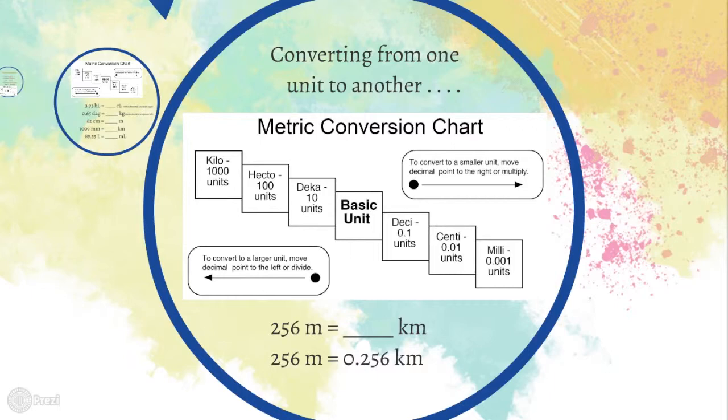So here's an example. I want to convert 256 meters to kilometers. 256 is a whole number, so it's understood that the decimal is at the end of the number. M is a basic unit. To get to kilometers, I count 3 steps to the left. Moving my decimal point 1, 2, 3, I have 0.256.